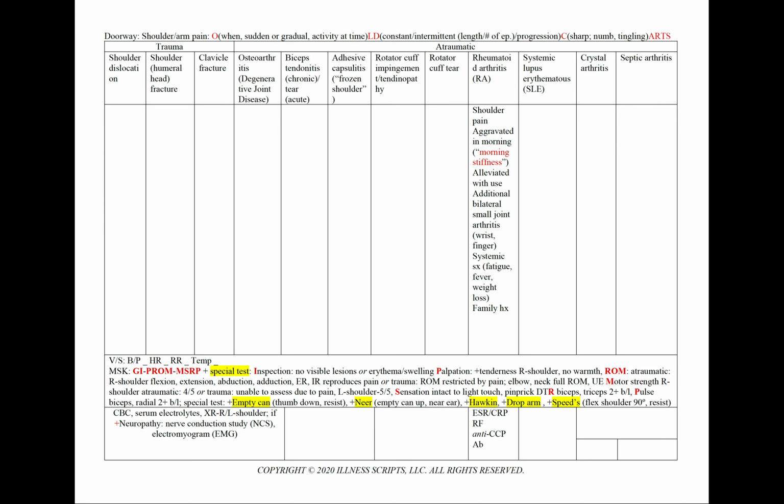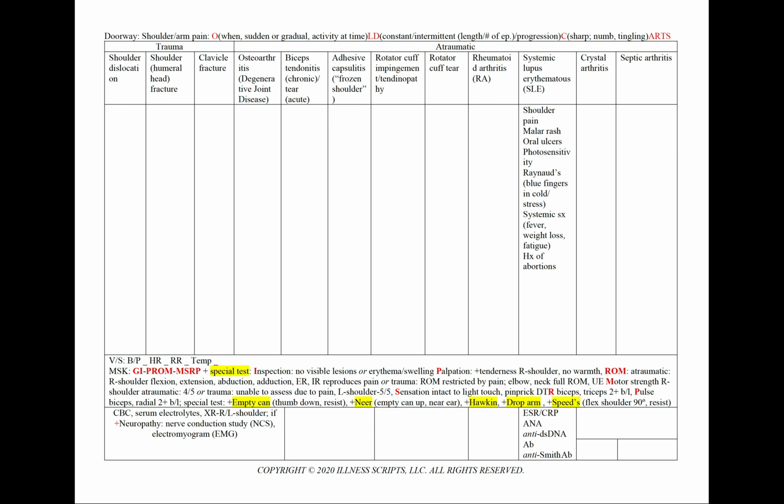In rheumatoid arthritis, we'll see shoulder pain that will be aggravated in the morning, high yield morning stiffness, and alleviated with use. We'll have additional bilateral small joint arthritis, including in the wrists or fingers, and now systemic symptoms noted in our review of symptoms, including fatigue, fever, and weight loss. We could also note a positive family history. We'll order ESR-CRP, rheumatoid factor, and anti-CCP antibodies.